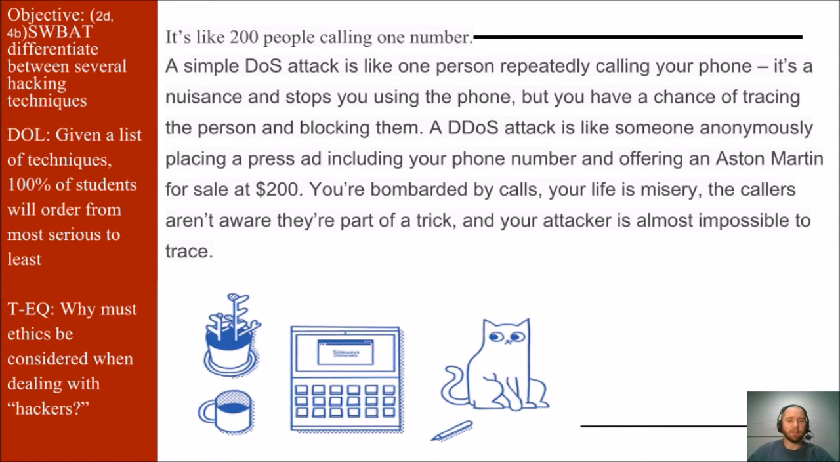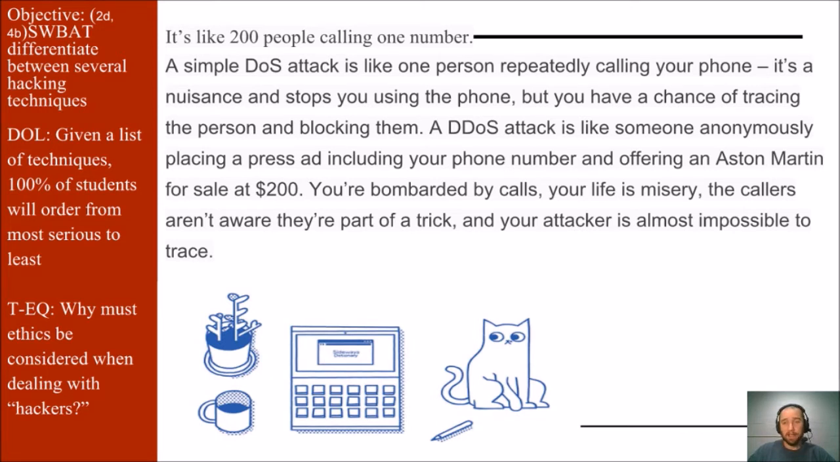A good way to think of DDoS is it's like 200 people calling one number. A simple denial of service attack is like one person repeatedly calling your phone. It's a nuisance and stops you using your phone, but you have a chance of tracing the person and blocking them.